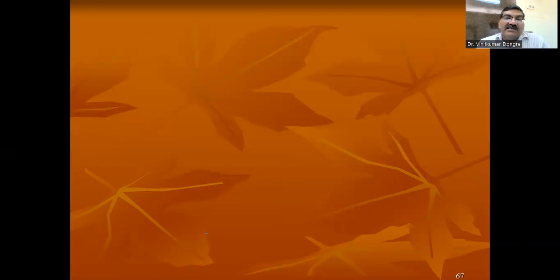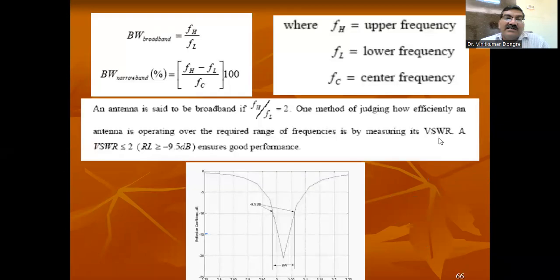So FC, one parameter is VSWR. The appropriate VSWR for this, you can note it down. Appropriate VSWR, voltage standing wave ratio. So the appropriate VSWR for 9.5 dB is 2, less than 2.